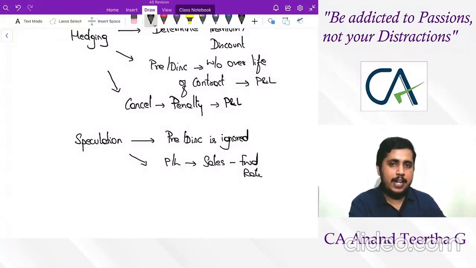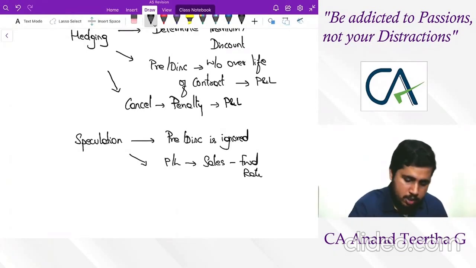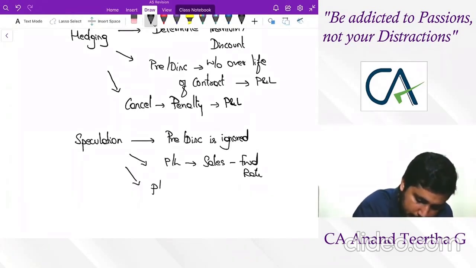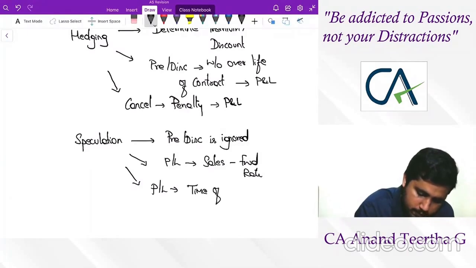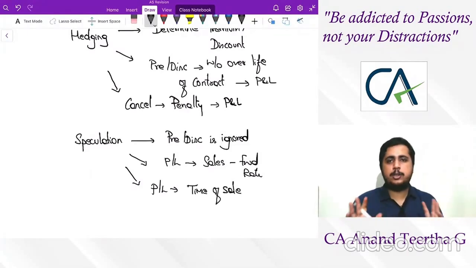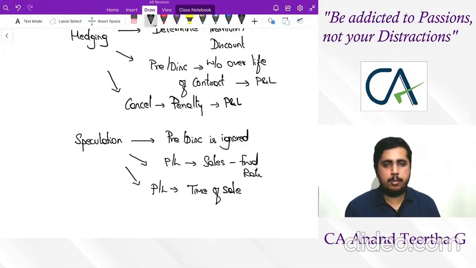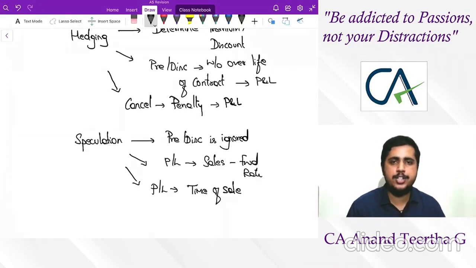So therefore, selling price, you are going to sell this contract to some person. Selling price minus forward rate will be your profit or loss, determined at that time only. So therefore, profit or loss is determined at the time of sale. This is for speculation. Do not consider premium or discount. Directly consider the profit or loss during sale itself, and the calculation is selling price minus forward rate. So spot rate mindset is not needed when it comes to speculation transaction.